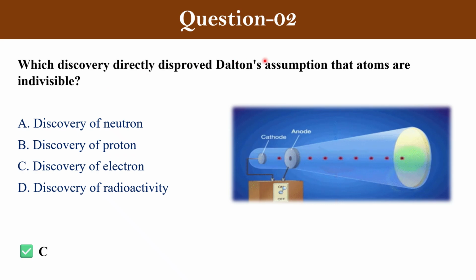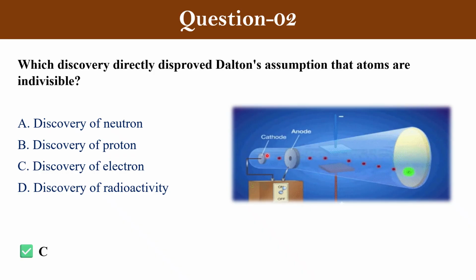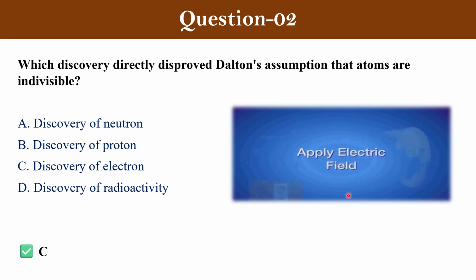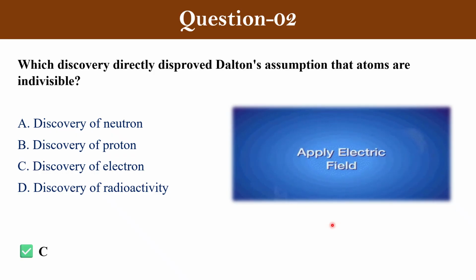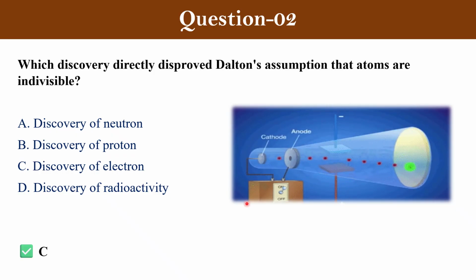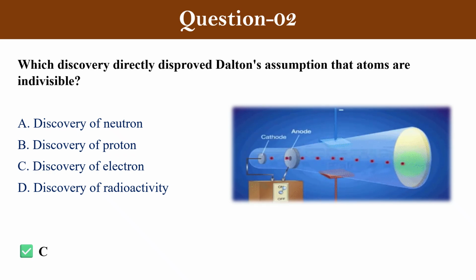Actually, Dalton believed atoms were indivisible. However, in 1897, J.J. Thomson discovered the electron using the cathode ray experiment. This was the first direct evidence that atoms contain smaller particles. Therefore, Dalton's assumption that atoms cannot be divided became incorrect. So, to understand, the electron was the first subatomic particle ever discovered. This discovery marked the beginning of modern atomic physics.